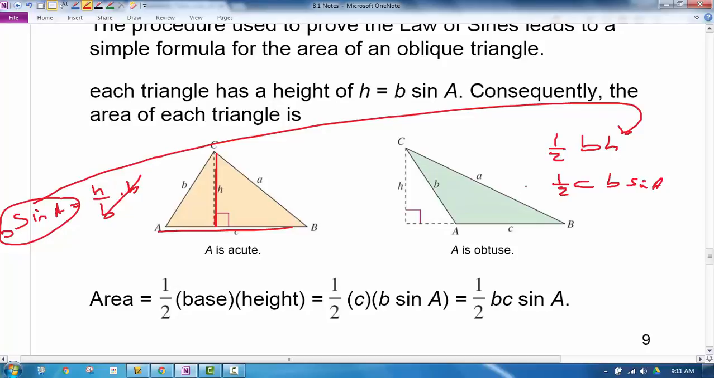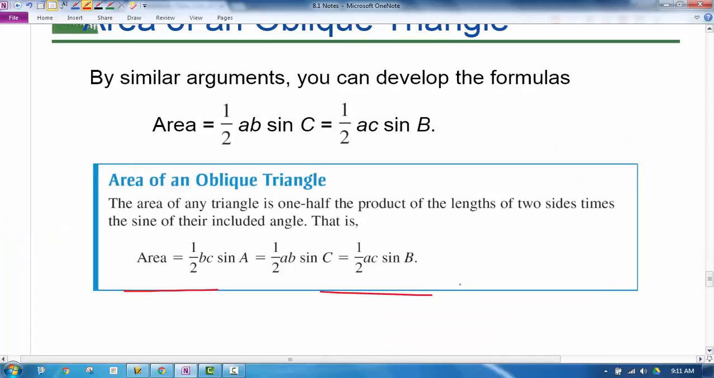So my area formula changes basically because I want to find my height. This is the formula here. It's 1/2 bc sine of A, just like I wrote. It's basically the two sides and the angle in between. So whatever two sides you use, you want to use the angle in between.